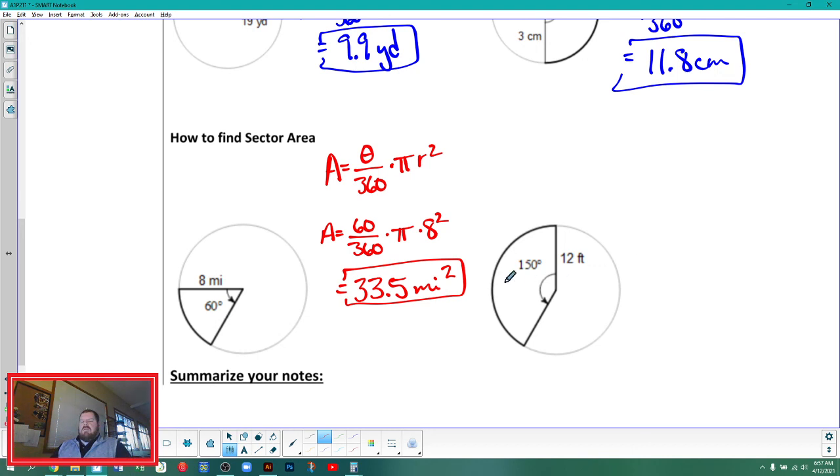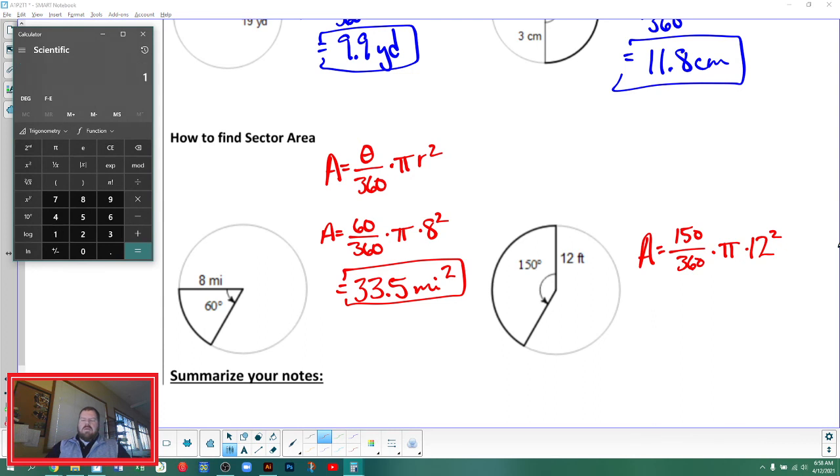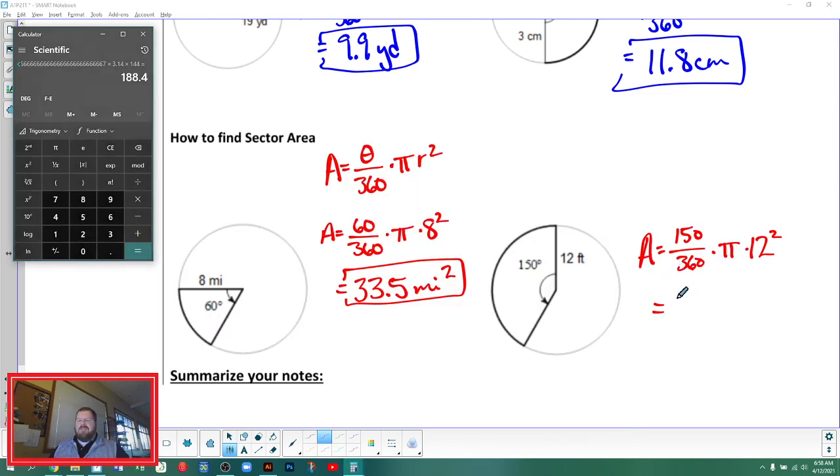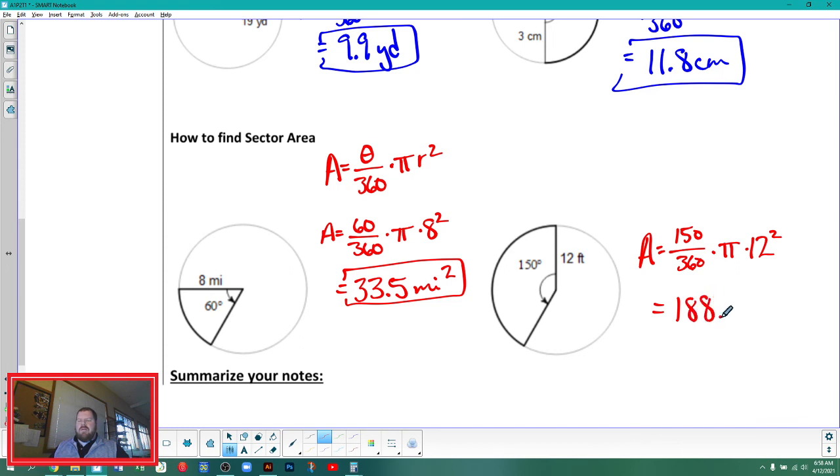On the last one, the amount that I'm dealing with is 150 degrees of the circle. So we would say that the area is equal to 150 over 360. And sure, that would reduce, but I'm not going to stress about it too much. And we have a 12-foot radius. 150 over 360 times 3.14 times 12 squared is 144. So we get 188.4. And that would be in square feet.